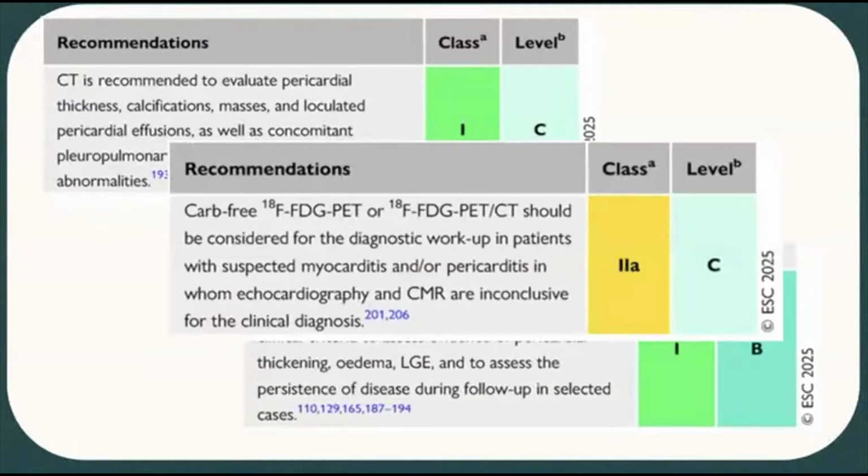PET and PET-CT are really more of a class 2 indication if you're considering myocarditis, if the CMR and/or echo are inconclusive. And it's not pictured here, but in clinical practice, we rarely use pericardial biopsy, really only in complicated cases that aren't responding to the conventional anti-inflammatory therapy, and if there's a high suspicion of a very specific etiology, like primary pericardial tumors, which you can't identify from non-invasive means.